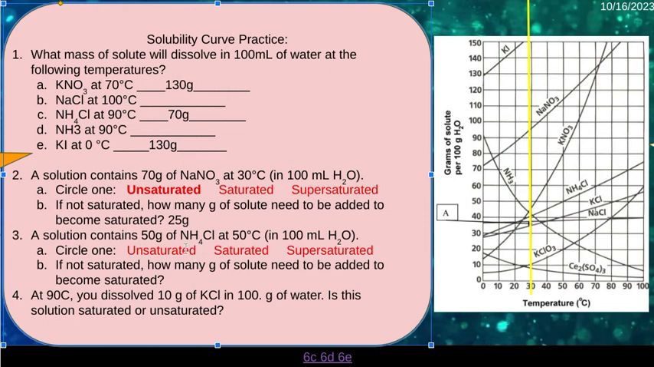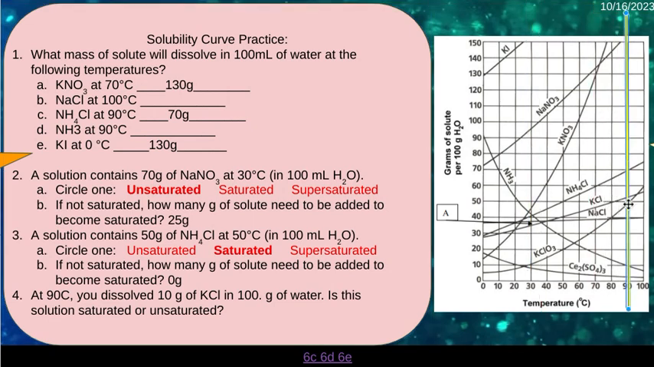And the same question down here: a solution contains 50 grams at 50 degrees. 50 grams at 50 degrees is right here, and it's talking about NH4Cl, which is what that is. It looks like it's right there on the line. That would be saturated. And how much does it need to become saturated? It needs 0 grams. It doesn't need anything.